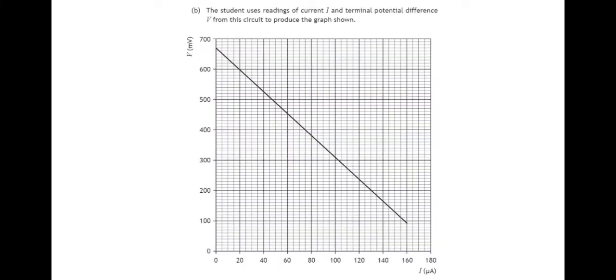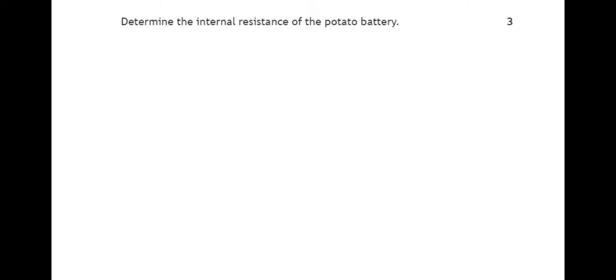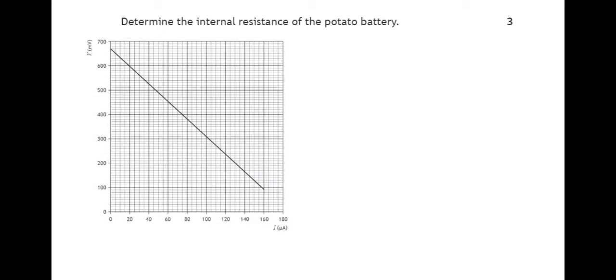Part B says the student uses readings of current I and terminal potential difference V from this circuit to produce the graph shown. We can see this downward sloping straight line. Determine the internal resistance of the potato battery. So we have this graph. How can we use that to work out the internal resistance?